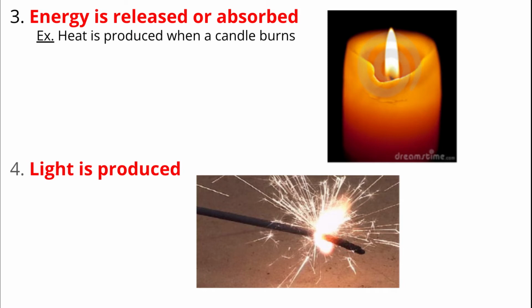Light is produced is another indicator that a chemical change has occurred. So, for example, fireworks, where you get the sparks coming off of the fireworks, that is due to a chemical change.